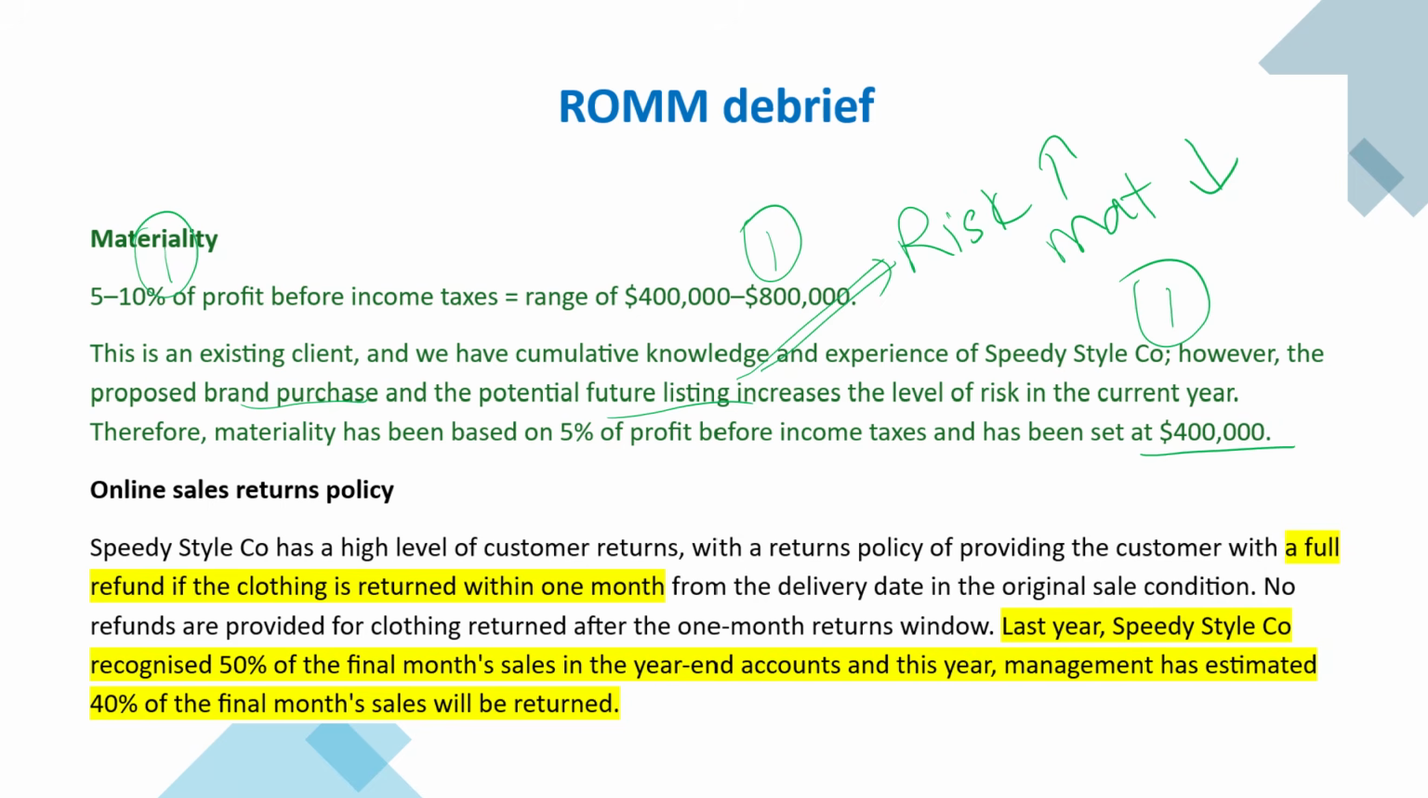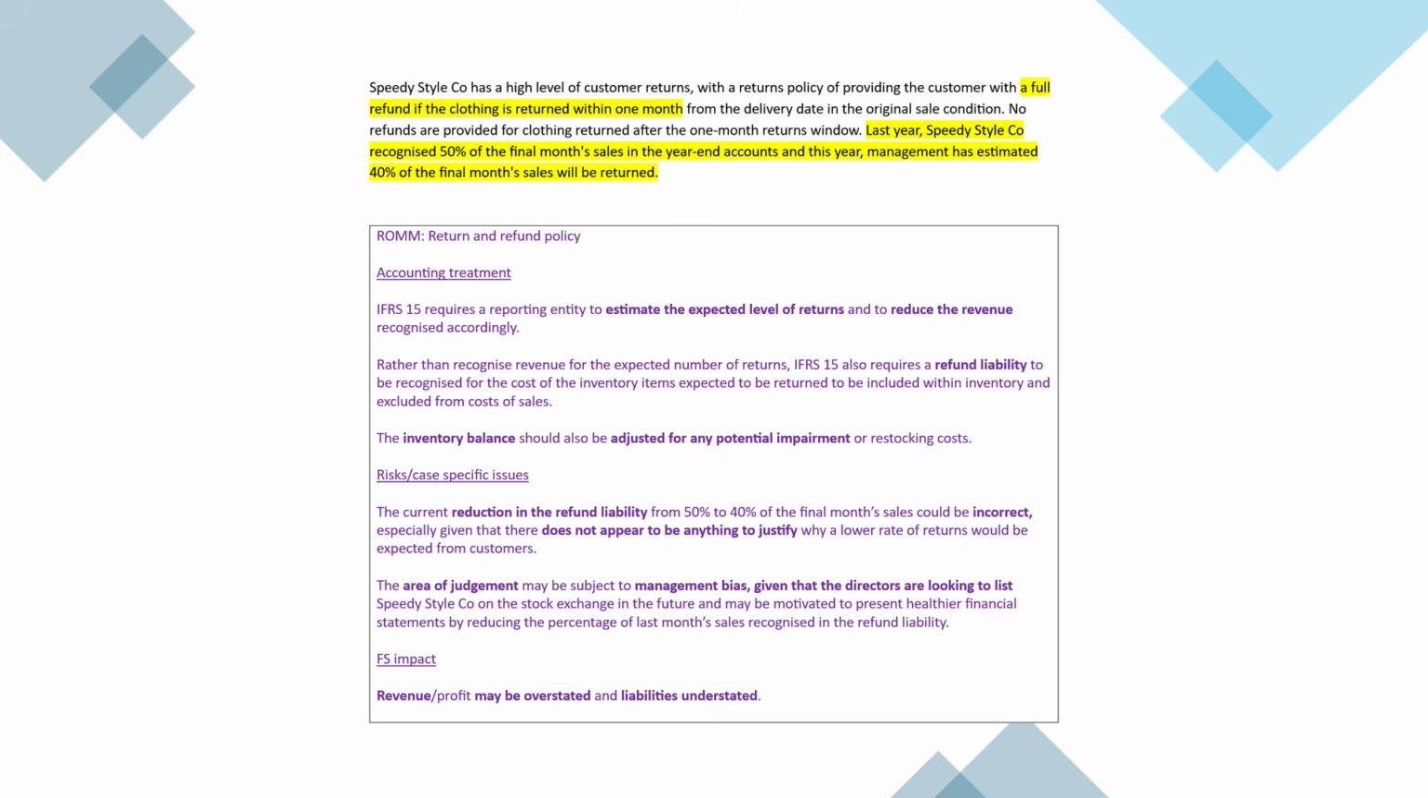I'm just going to read through some information, then we'll start talking about the risk of material misstatement. So the question said that they have a return policy with the full refund if the clothing is returned within 1 month. Last year, they recognized 50% of the final month's sale in the year-end accounts. And this time around, they've estimated that these refunds are going to be 40% of the final month's sales. Now, this obviously is going to be linked to my risk of material misstatement.